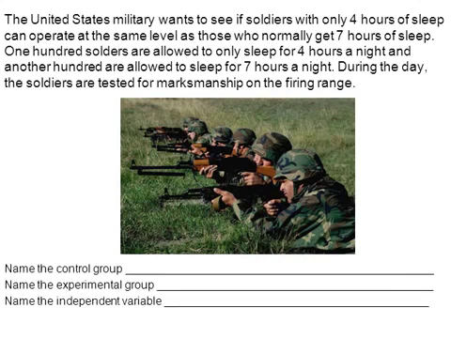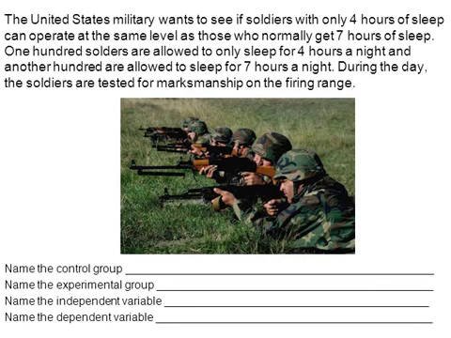Well, go ahead and pause the video and try to answer these 4 blanks. I'm going to go over the answers in 3, 2, 1. So for naming the control group, I hope you said, well, that's the soldiers that get 7 hours sleep, because the control group is the group that gets the normal. And in the story it says, normally get 7 hours of sleep. That means the experimental group are the soldiers that are only getting 4 hours sleep.